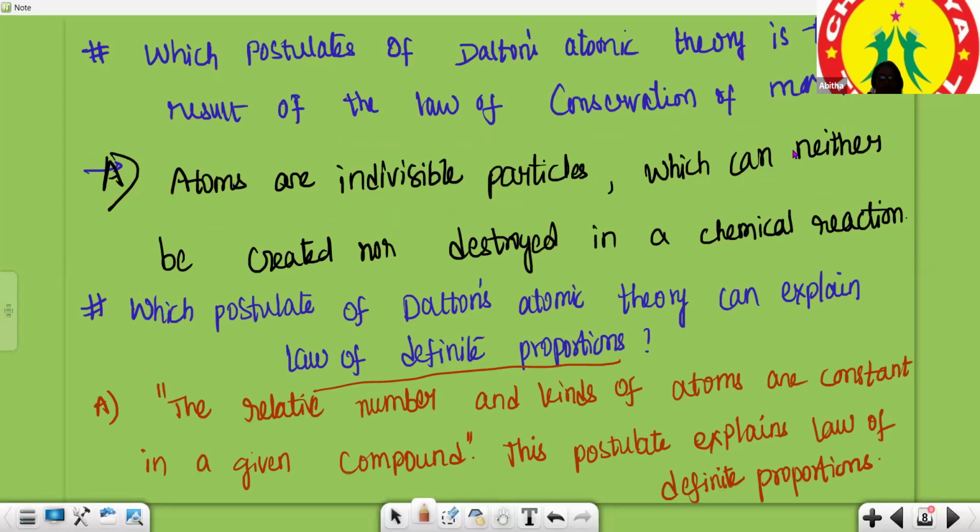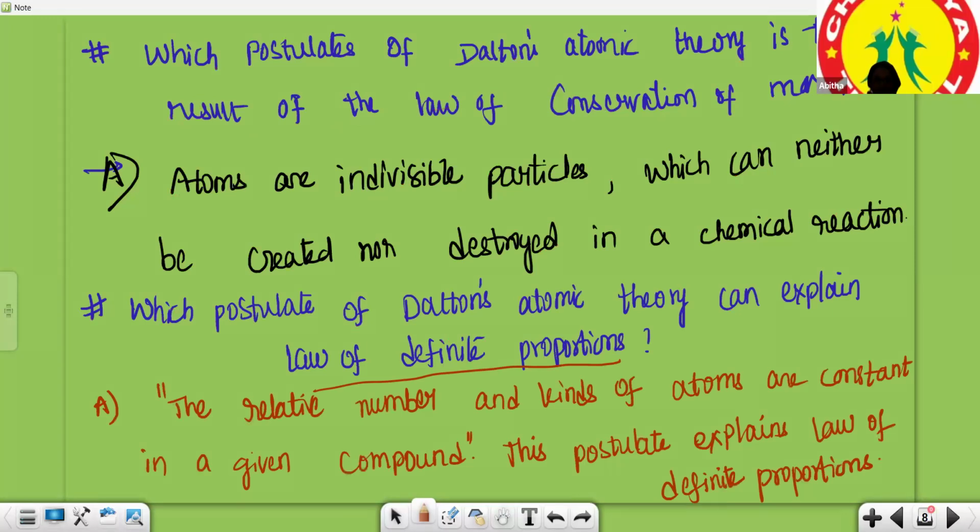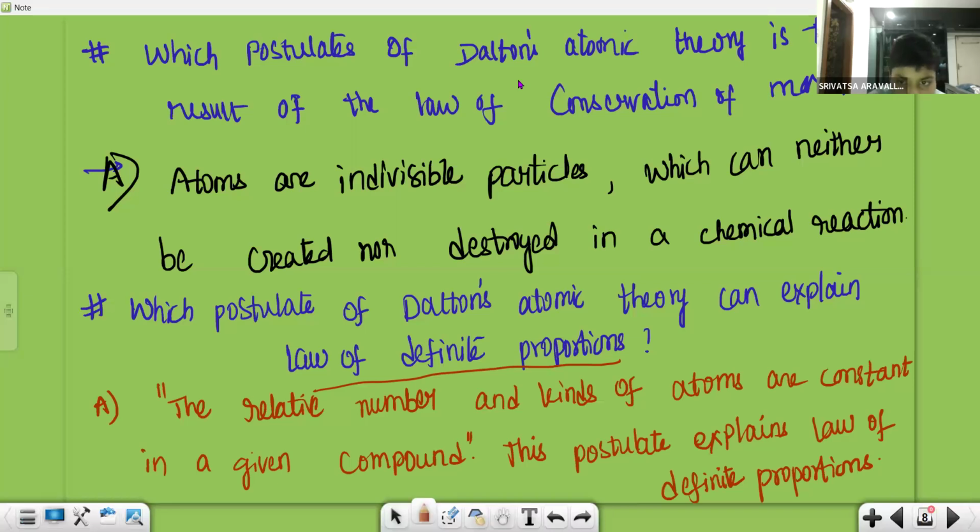This is the first question. Atoms are indivisible particles which can neither be created nor destroyed in a chemical reaction. So atoms which are indivisible particles means they can neither be created nor be destroyed in a chemical reaction. Read the next question. Which postulates of Dalton's atomic theory can explain the law of definite proportions?